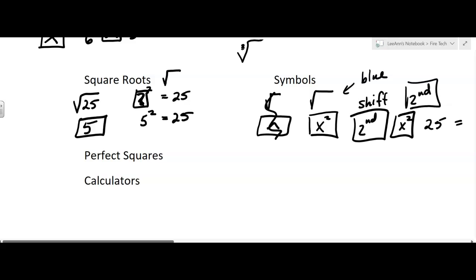Okay. It's really handy to be familiar with perfect squares like 1 and 4 and 9. I'll put them in order here, 16 and 25 and 36. Those, and it keeps going. You could do perfect squares all day. But the square root of 1 is 1, the square root of 4 is 2, the square root of 9 is 3, the square root of 16 is 4, the square root of 25 is 5, the square root of 36 is 6.